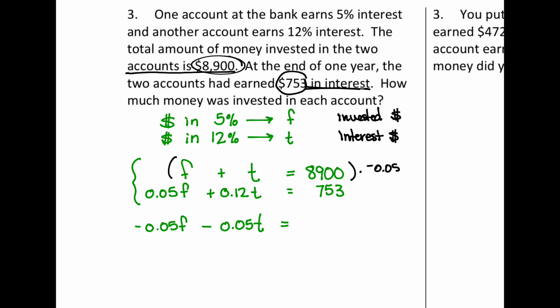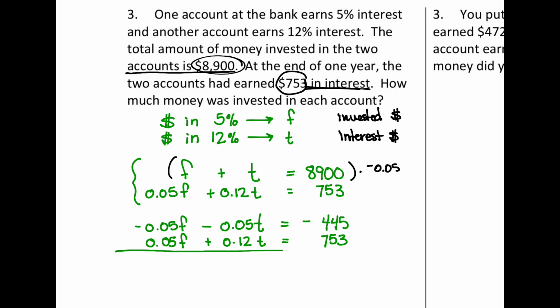is equal to this times this times this. I just did those two. Now I'm going to do this one, right? So I'm going to do 8,900 times negative 0.05, and that's negative 445. That's my new first equation. My second equation is going to stay as is. And there's my new system.